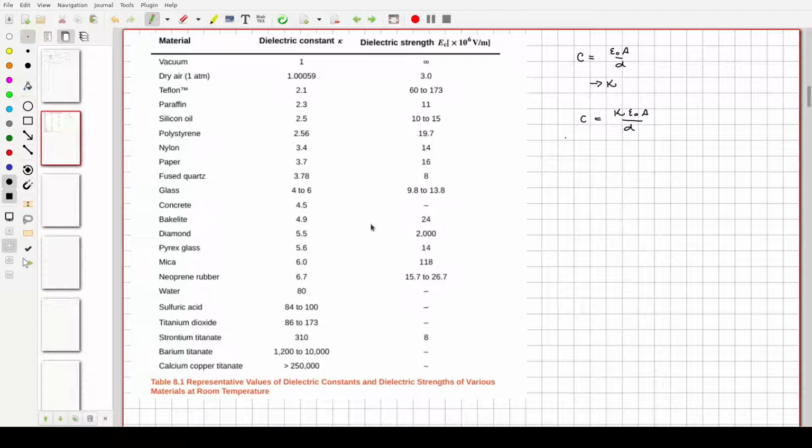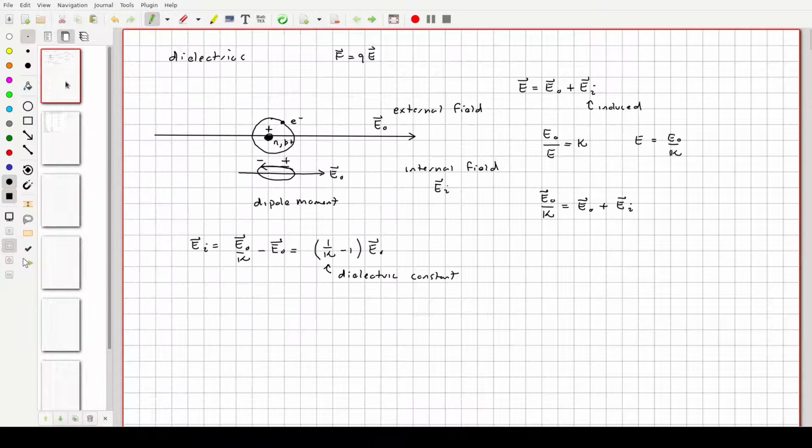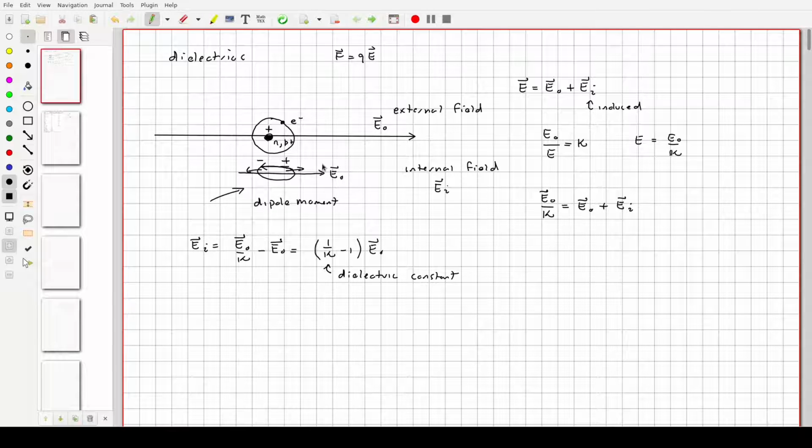But there's a caveat. And the caveat is the following. You now have a real substance that sits between the plates of your capacitor. And as a consequence, it is possible to have enough electric field present that you pull your atoms or your molecules or whatever it is that you're using as your dipole apart. And when that happens, what that does is turn your dielectric into a conductor.